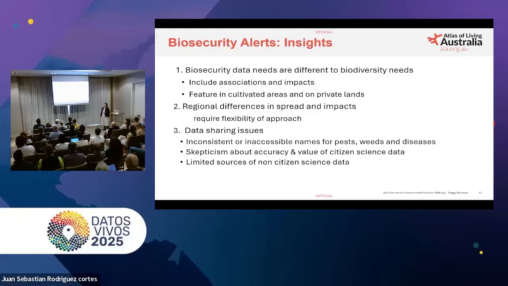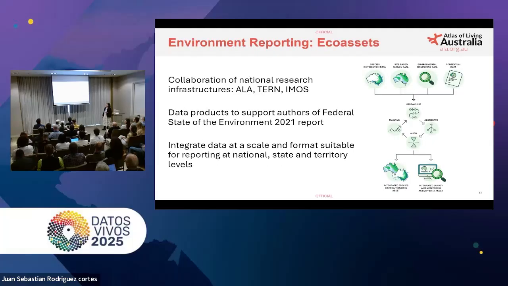And we require flexibility in how we approach this. A lot of things have come up with data sharing, so pest and weed naming is difficult. There's scepticism about accuracy and value of citizen science data, but there's really limited sources of non-citizen science data in this area. Last of all, eco-assets is a project that we've worked on to deliver data into integrated reporting.